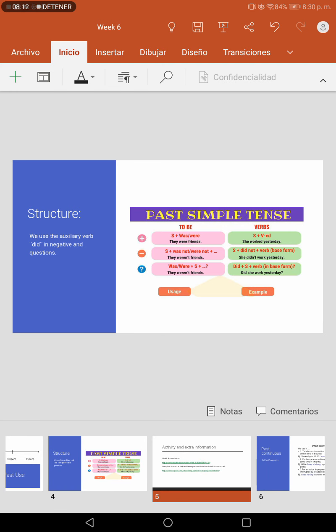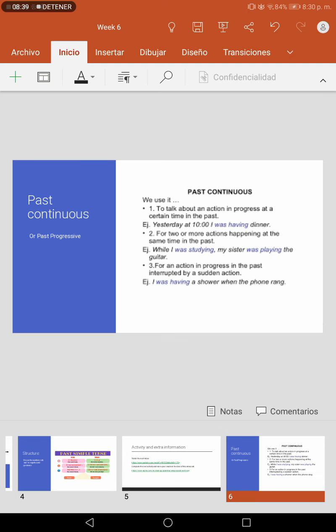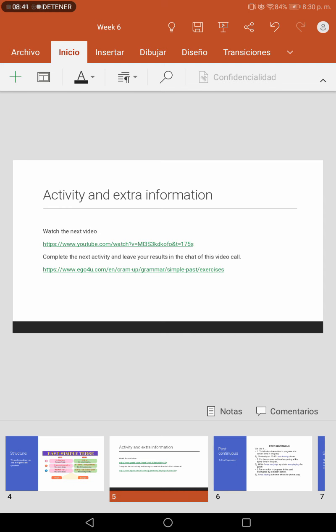Now guys, here in the presentation, the only thing that you have to do is to watch the first link. It's an extra explanation about the simple past. Aquí en este primer link que les dejé en la presentación que ustedes están siguiendo, es una explicación extra de lo que es el pasado simple. Igual si tienen alguna duda, ya saben que estoy en la videollamada de Microsoft Teams para resolver cualquiera de sus dudas. After that, después de eso, you have to complete the exercise over here.